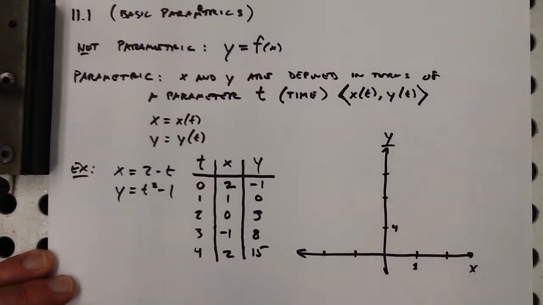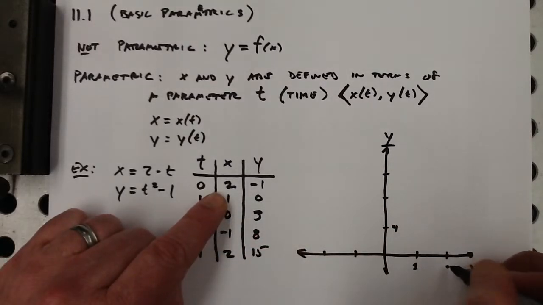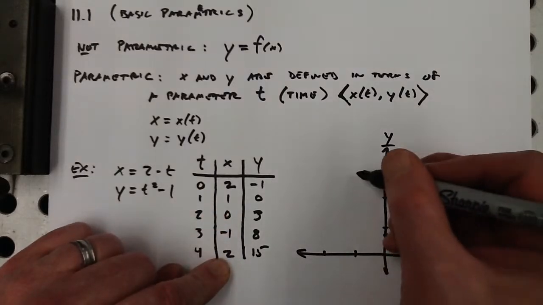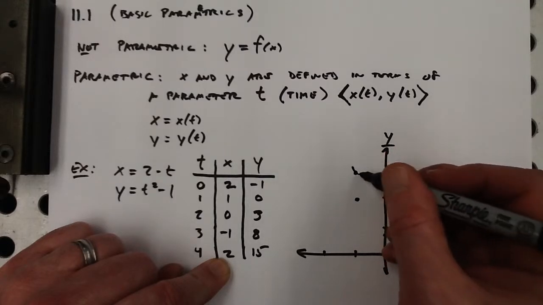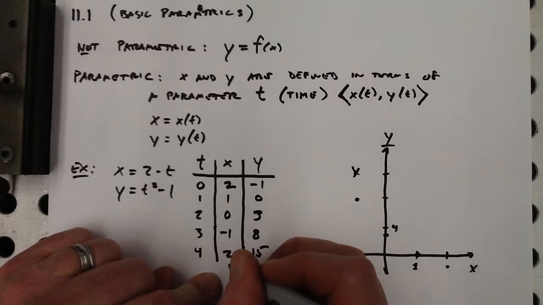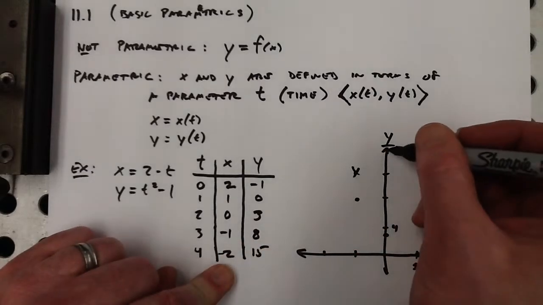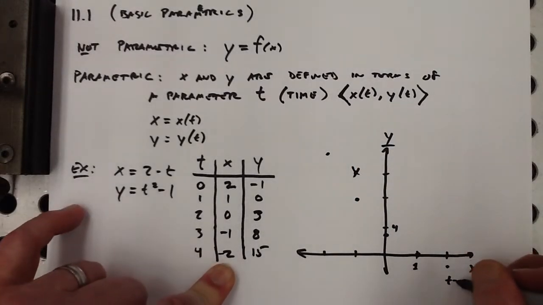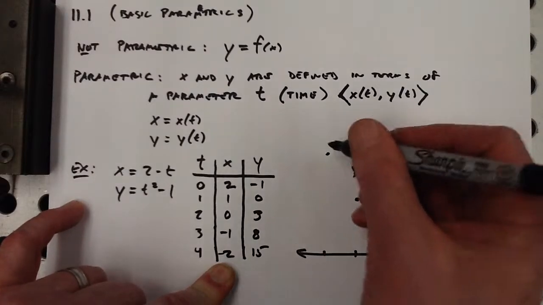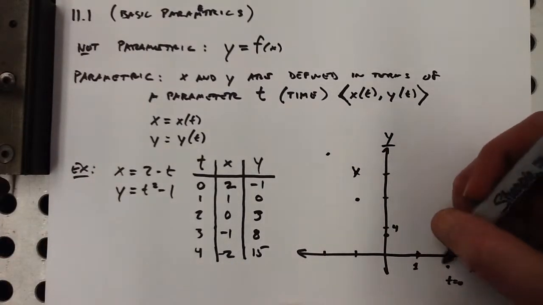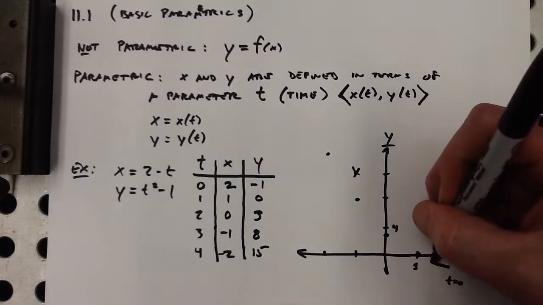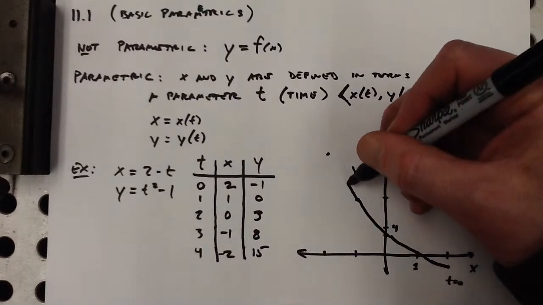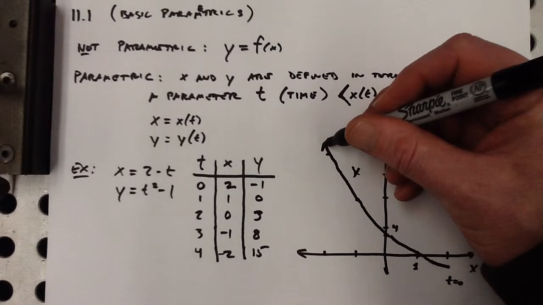So here I've got the points (2, -1), (1, 0), (0, 3), (-1, 8), and (-2, 15). So it starts here at time 0, and then time 1, time 2, time 3, time 4. So one of the features that a parametric graph captures that a regular y equals f of x function doesn't is that this definitely has a sense of direction.